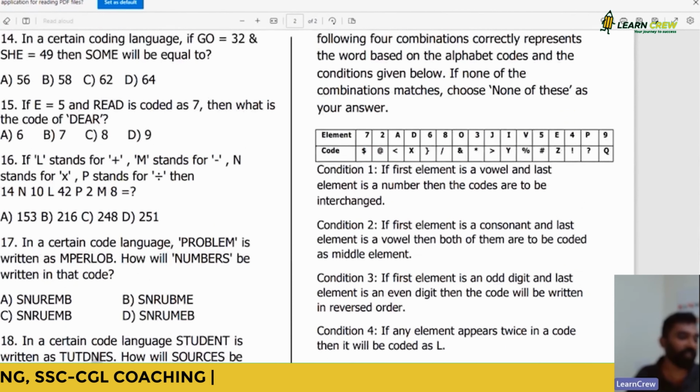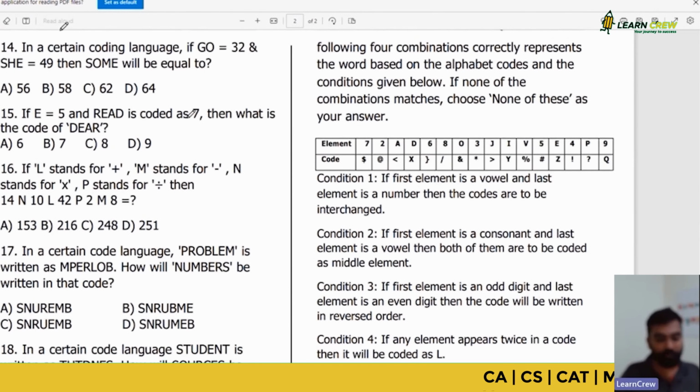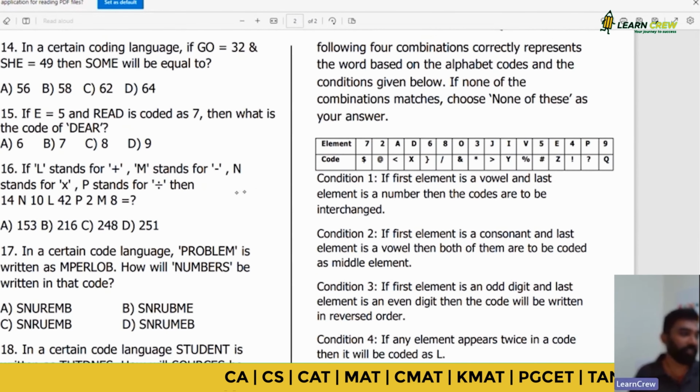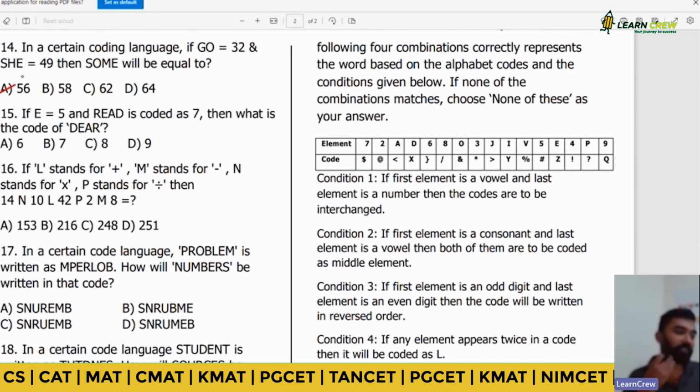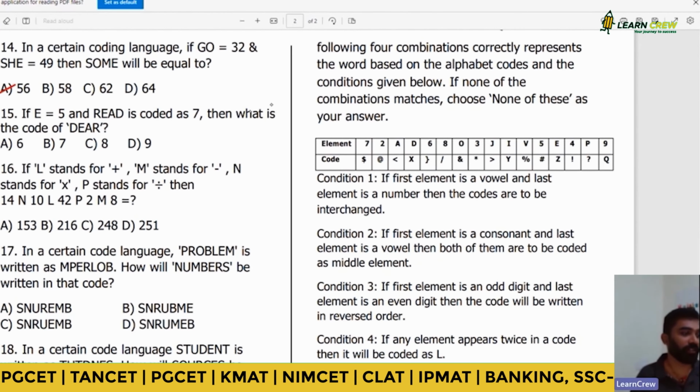Okay, so give a try for 14, 15, 16. What's the answer for 14? Option A, sir. How did you get the logic? Reverse, because it's in reverse order. Okay, fine. Next one.